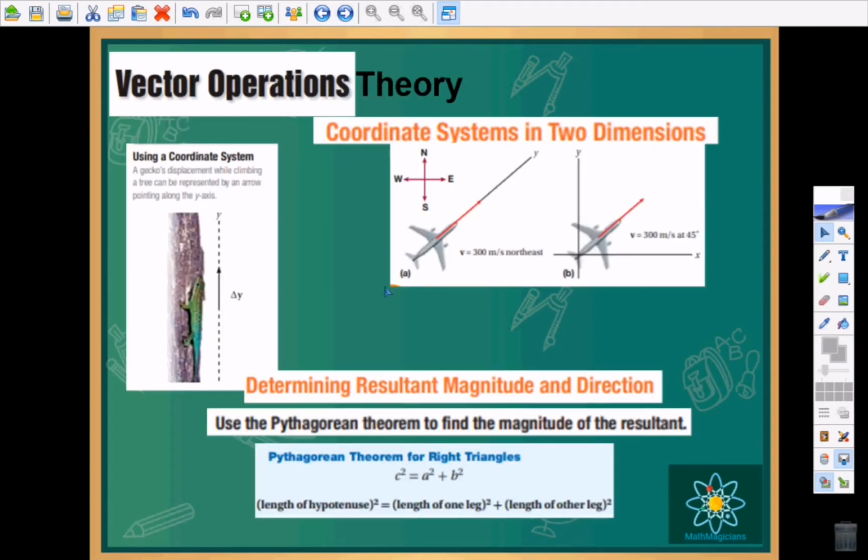Today we're going to talk about vector operations, the theory part. Coordinate systems in 2 dimensions, what you see here. In the previous video on motion in 1 dimension, the motion of a gecko climbing a tree was described as motion along the y-axis. The direction of the displacement of the gecko was denoted by a positive or negative sign. The displacement of the gecko can now be described by an arrow pointing along the y-axis, as shown in the figure.